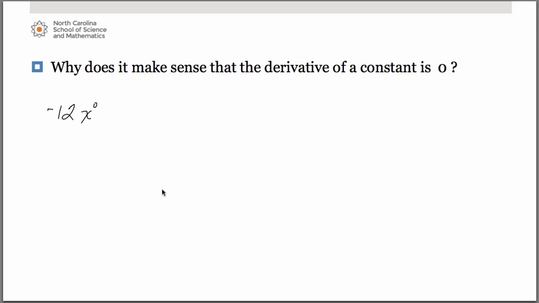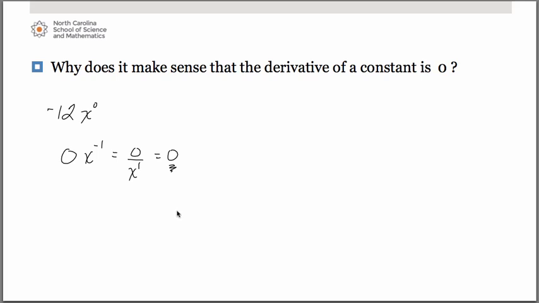Well, apply the power rule to that. If you do negative 12 times 0, obviously that's 0. You have x to the negative 1, which would be 0 over x to the first. Well, 0 over that is just going to be 0, assuming, of course, x is not 0 itself. So that's really one reason why when you take the derivative of a constant term, it just comes out 0.